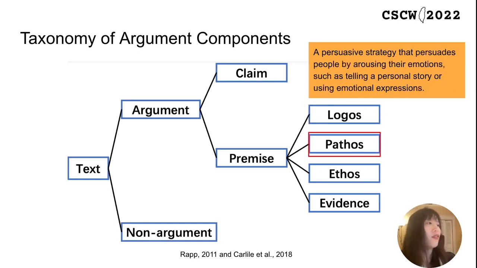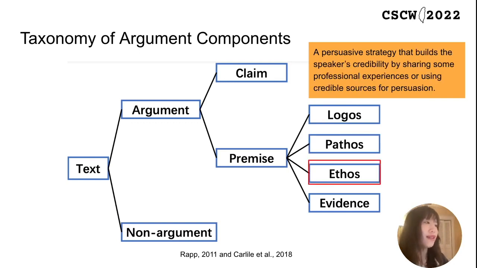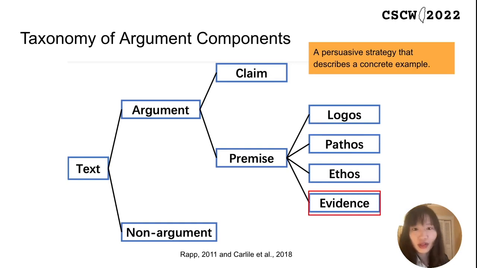And for pathos, it is a persuasive strategy that persuades people by arousing their emotions, such as telling a personal story. Ethos represent a persuasive strategy that builds the speaker's credibility by sharing some professional experience or using credible sources for persuasion. And evidence is a persuasive strategy that describes a concrete example. Notice that evidence refers to the practical experience that has happened, which is not required in logos, pathos, or ethos.